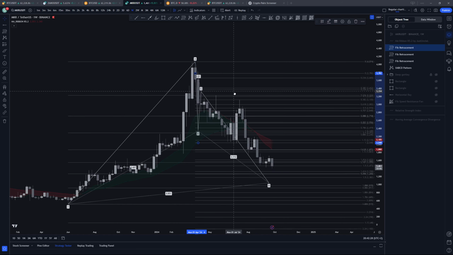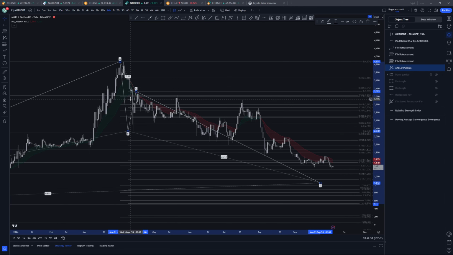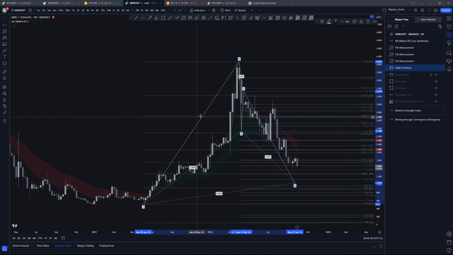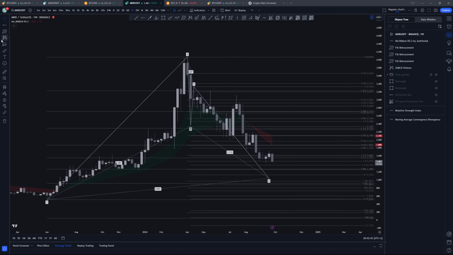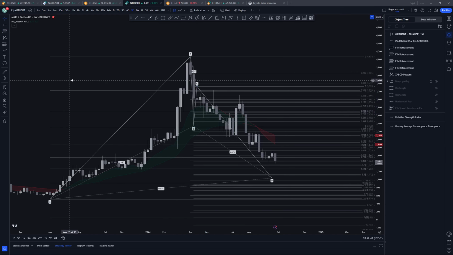If a bat has an X to B ratio of 0.5 and it has a 5% tolerance on that, let's see if this is actually valid. Yeah, and it has a 5% tolerance on that. What you're gonna find is that you also have a reversal zone right at 0.786.